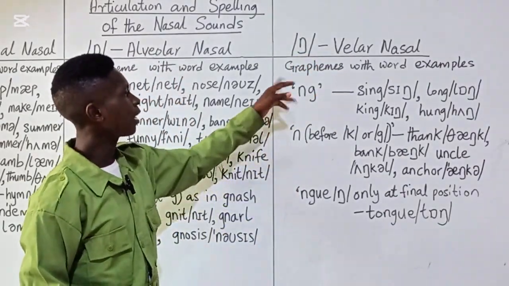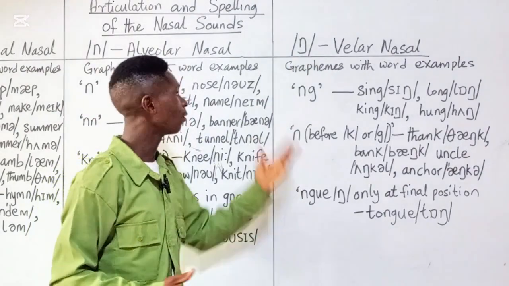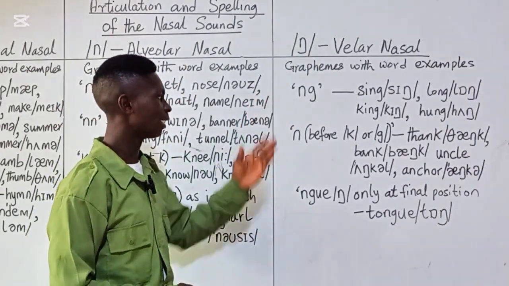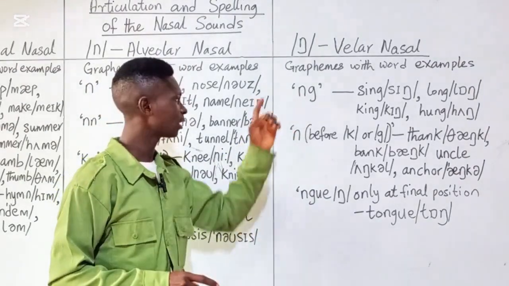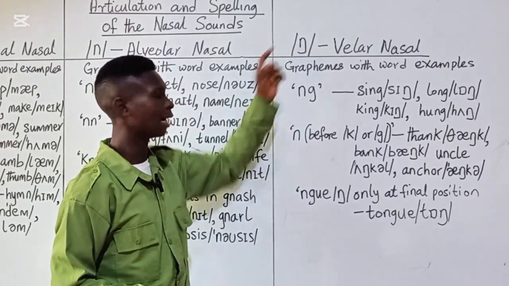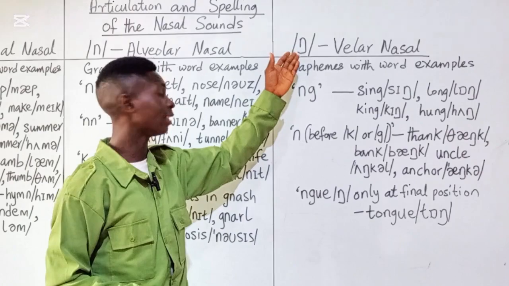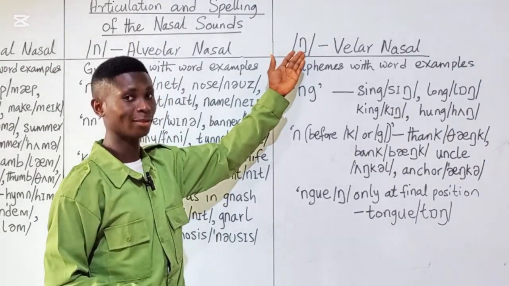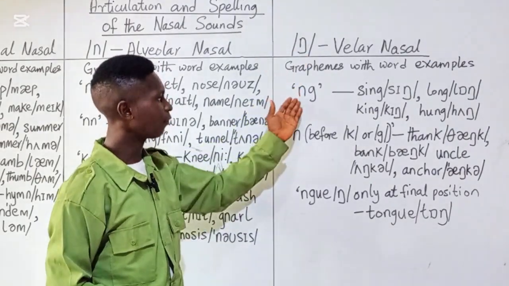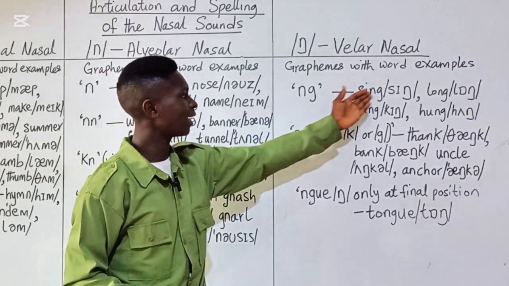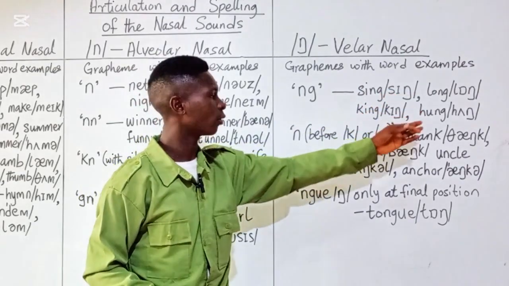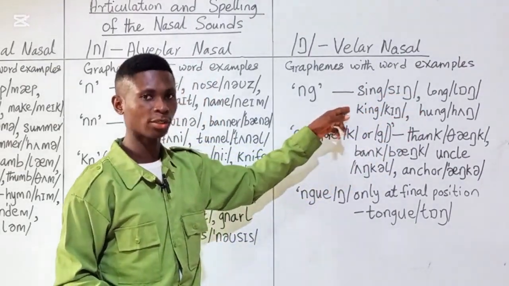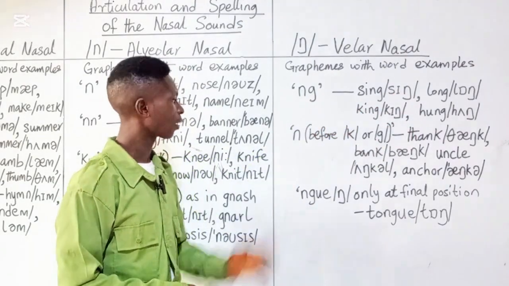Then we have different graphemes as well for the velar nasal, ranging from NG, which is the most obvious spelling of this sound. We have it in words like sing, long, king, hung, in place of NG in these words.